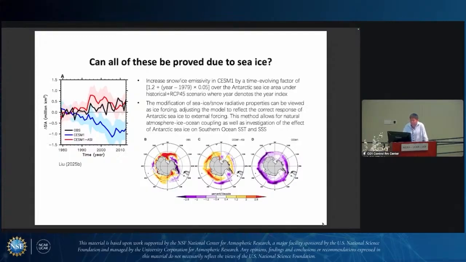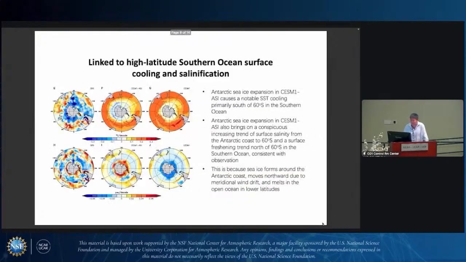The spatial pattern is shown at the bottom, with the observation in B, the expansion group in C, and the decline group in D. So that allows us to look at the influence of Antarctic sea ice from this scenario. And also, we can look further at the Southern Ocean surface temperature and salinity. So this is my result, and the observation for the sea surface temperature change in E and for the sea surface salinity in H.